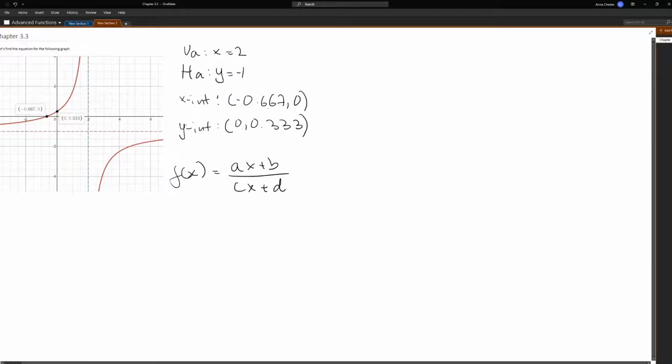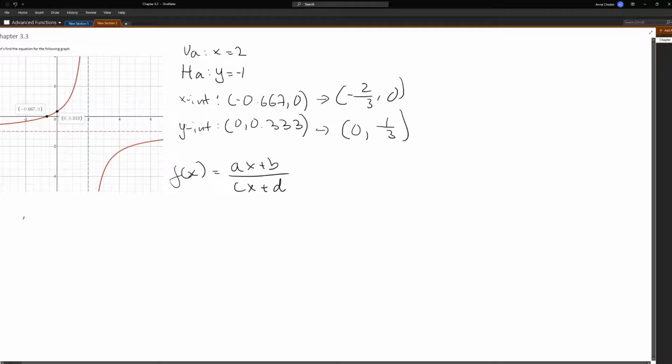The reason why I say that is because quite clearly we should know that 0.667 and 0.333 are actually part of a fraction, right? So this is actually -2/3, 0, and this is actually 0 and then 1/3. So actually, I don't know if you realize this or not, this makes our life a whole lot easier.